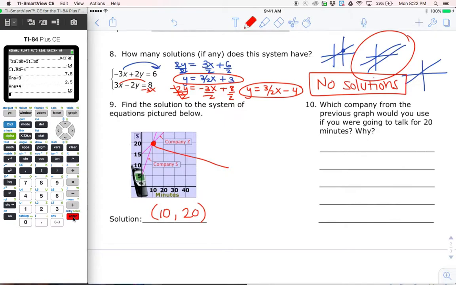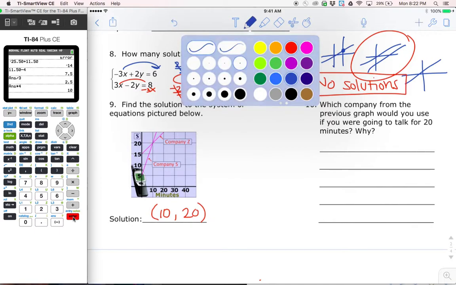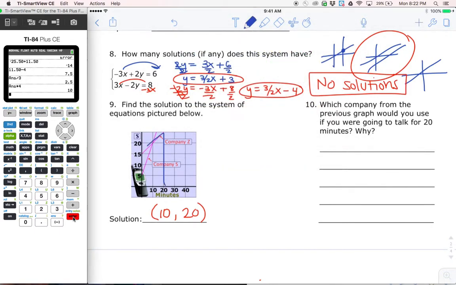Okay, in problem 9, which company from the graph would you use if you wanted to talk for 20 minutes? All right, well, 20 minutes hits this line first, right? So that means, let's erase some of this, that the cheapest line, right, is actually this one right here. This is the one it hits first. 20 minutes hits this line. So we want to use company Z.